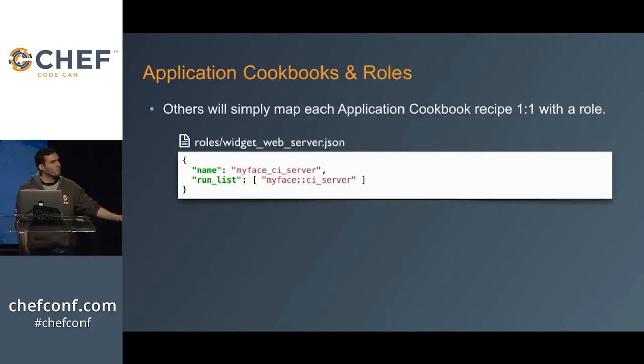Other times, people still like to keep the roles around for nostalgic purposes, I guess. And they'll actually just map the application cookbook recipe one-to-one with a role. And sometimes this is helpful because maybe there are bits and pieces that you want to put onto the node but aren't technically part of the application. Maybe you don't control the full stack. Maybe you give your cookbook to another operations team and then they deploy it, but they have other things that they want to put on the node as well.